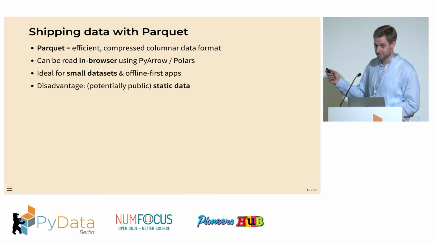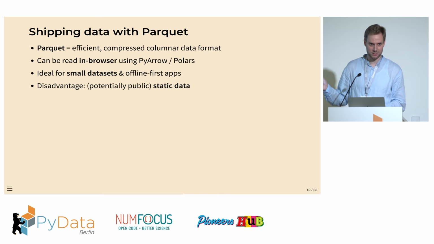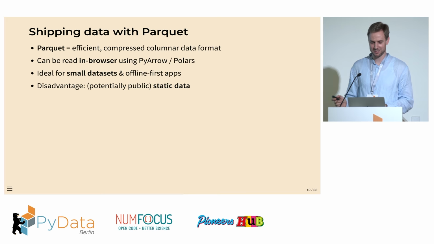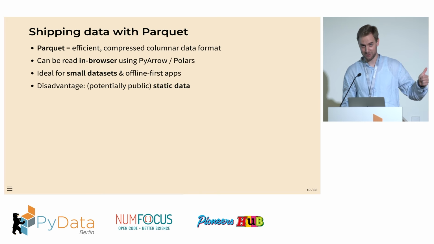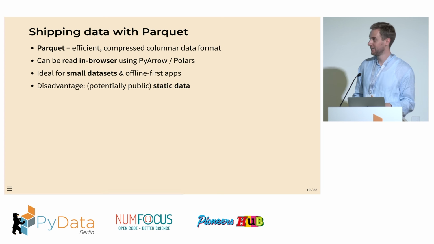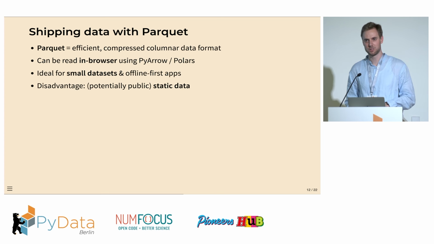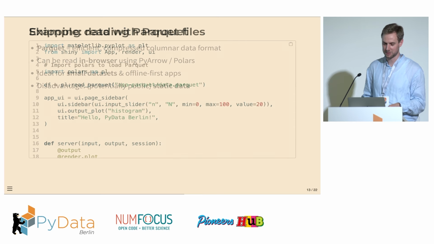But of course, the big disadvantage, the app JSON that we've seen before is public. So any data that you include here is first, static because it's just a Parquet file that you ship with your Shiny app. And second, it's potentially public if you host your site on a public website. Of course, you can firewall it and everything. But these are other topics.